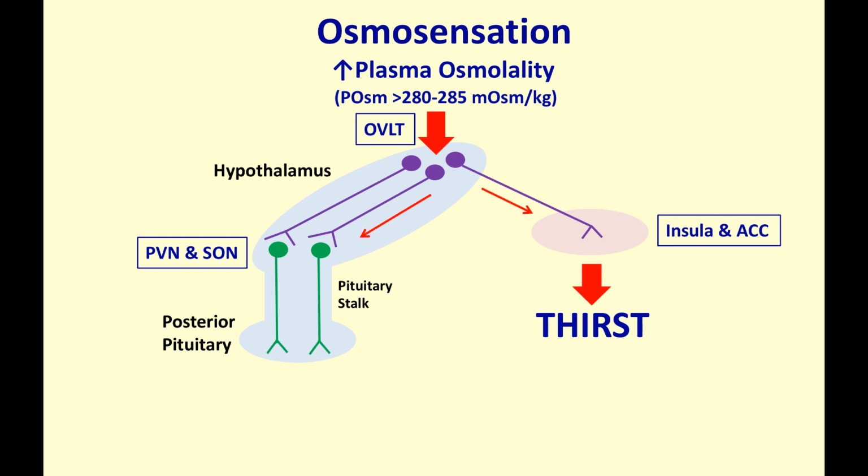ADH will be produced more when the OVLT activates these neurons, and ADH will travel down their axons into the posterior pituitary. The axons are located in the pituitary stalk, so if there is any trauma there, it can cause damage to the axons and interruption of ADH transport. There is a protein that transports ADH from the neuronal cell bodies down into the pituitary, and it's called neurophysin 2. Once it goes to the posterior pituitary, the ADH will be released into the circulation.